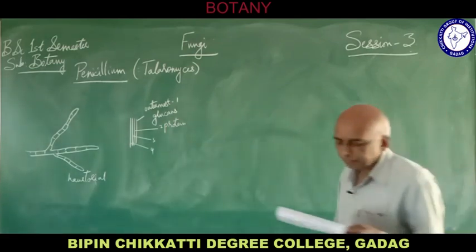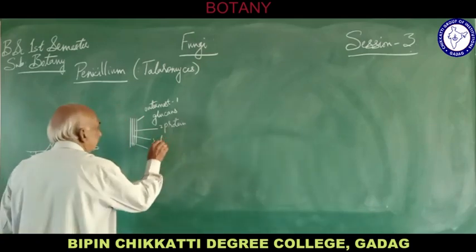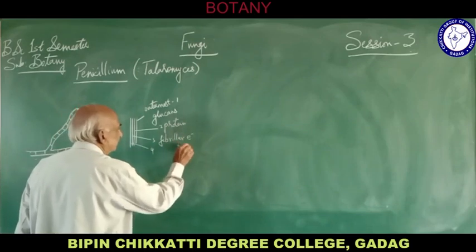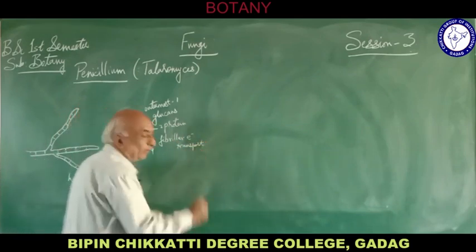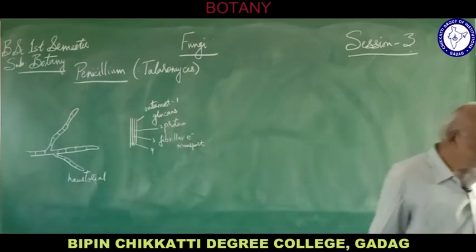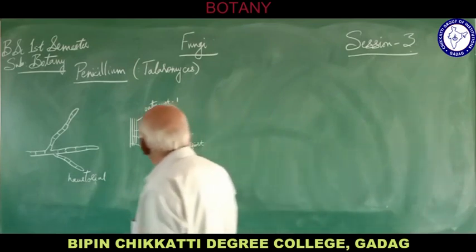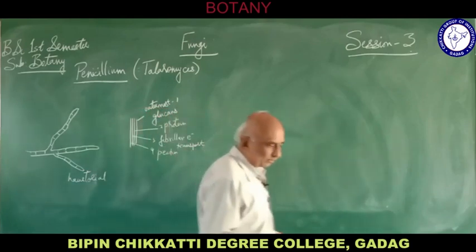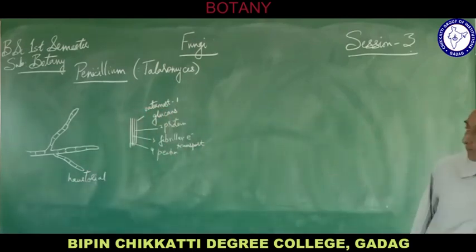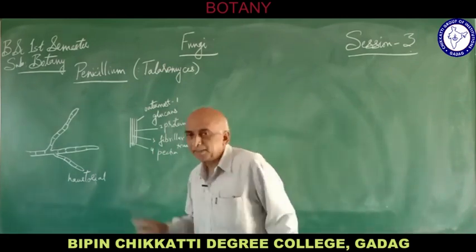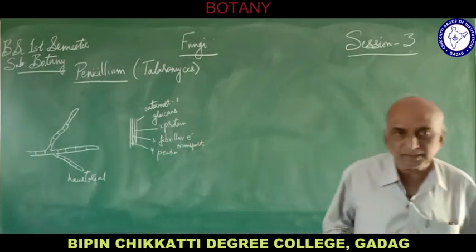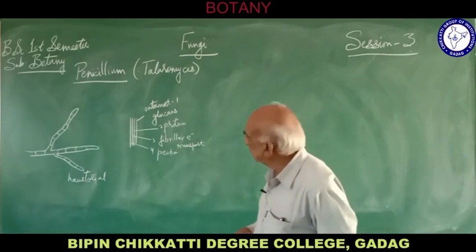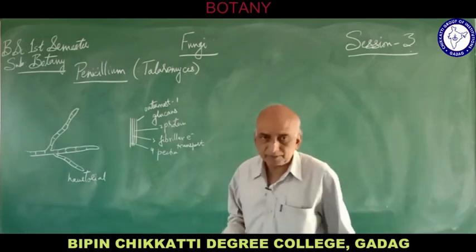And the third layer is made up of a structure called fibrillar electron transport. And the fourth layer is made up of pectin or hemicellulose. Sometimes it is pectin, or sometimes hemicellulose. So these are the 4 layers which we come across in Penicillium: the outermost glucans, the second inner protein, the third fibrillar electron transport, and the fourth pectin.